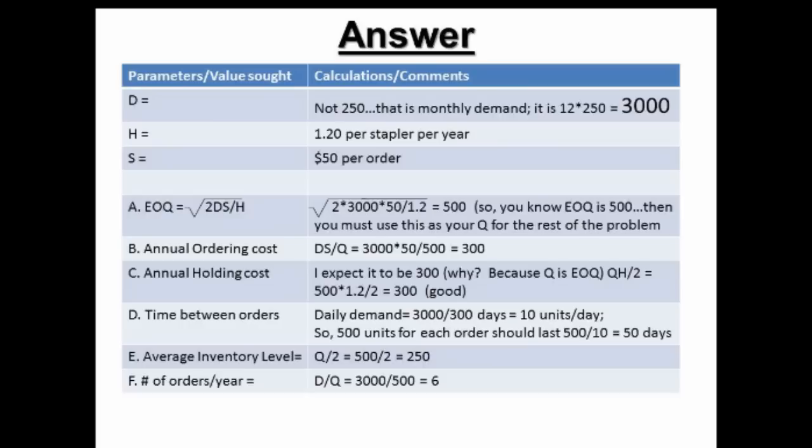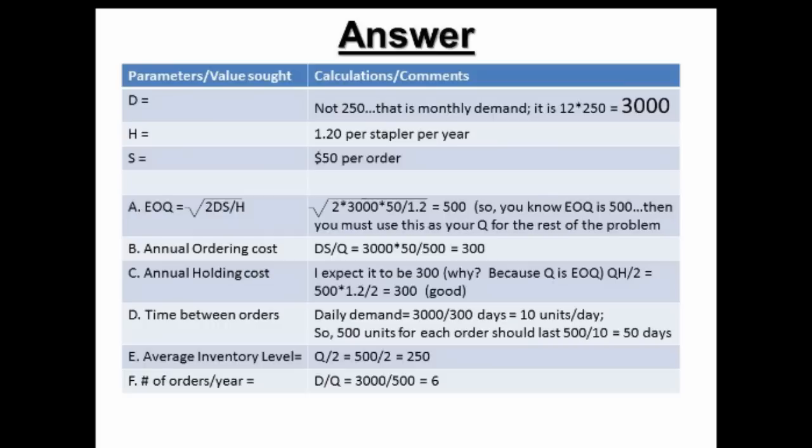Next, we want to know what is the time between orders. Well, you have to play around with it a little bit, do some thinking. You know that your daily demand is 10 per day. Why? Because your annual demand is 3,000. There are 300 working days, so you need 10 units per day. Now, each order is worth 500 units, so that should last you for 50 days. 10 units per day, 500 units will last you for 50 days. That means time that must elapse between consecutive orders should be about 50 days.